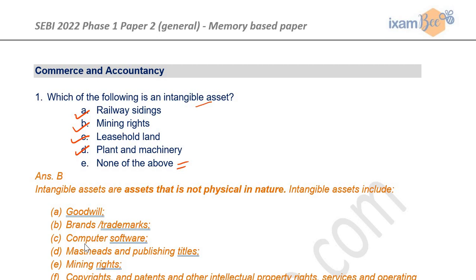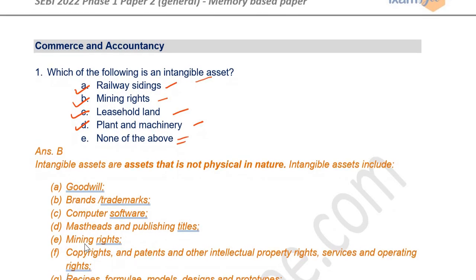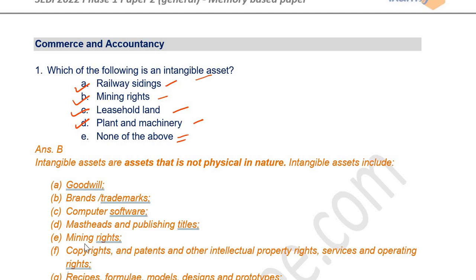So basically railway sidings is something which you can physically see. Similarly, leasehold land or plant and machinery. Mining rights are something which are very important. It is an asset, however you cannot physically see it. It is a right that is being given to you to be able to mine a certain land, to take out minerals from it.